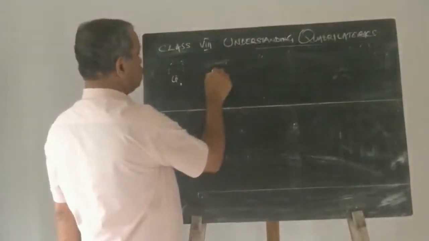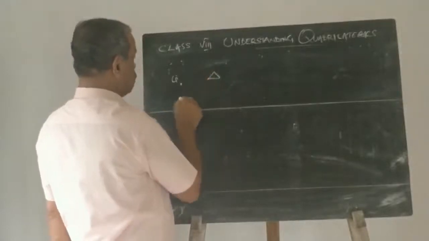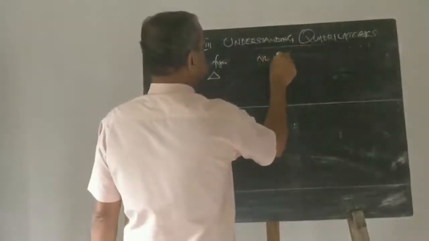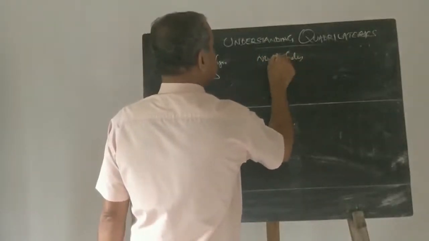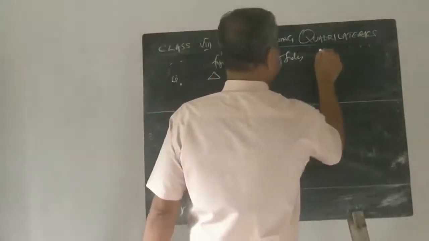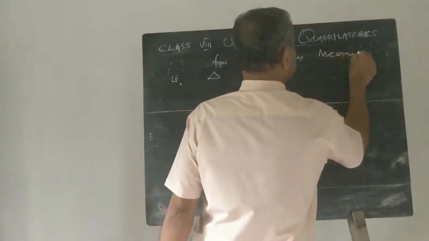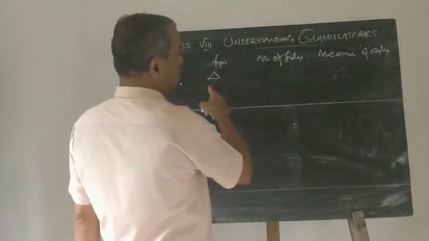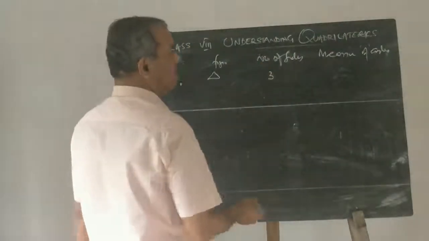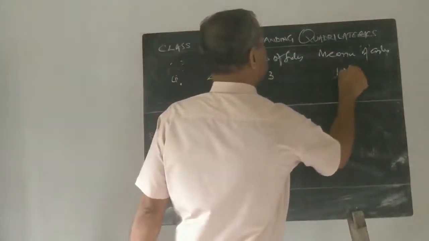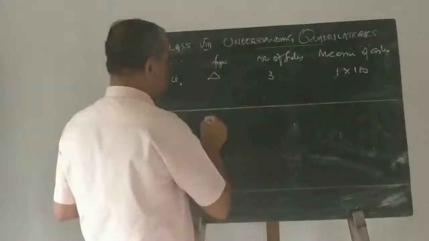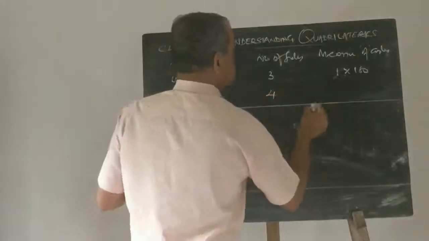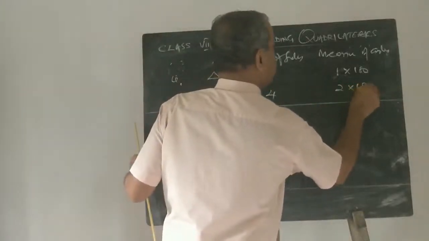Now the table: figure, number of sides, measure of interior angles. Figure triangle, number of sides 3, measure of interior angles 1 time 180. Quadrilateral, 4 sides, 2 into 180.